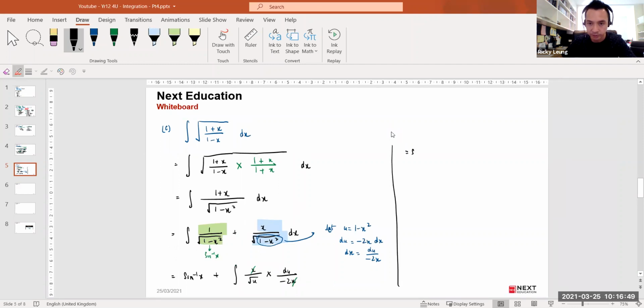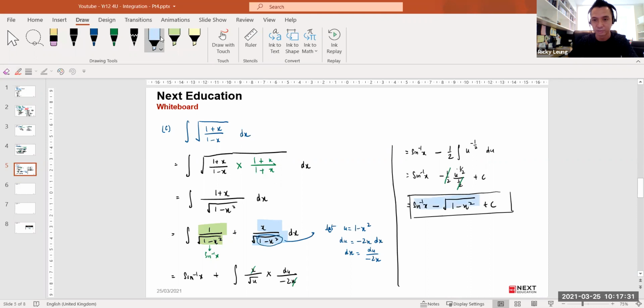Equals to sine inverse of x. Now there's a minus 2, so I'm just going to go minus a half, and then integrate u to the power of negative half, du. Now, when I integrate that, add 1 to the power, divide by that new power, plus c. The halves cancel out. So in effect, I get the square root of u, which is sine inverse x minus the square root of 1 minus x squared plus c. Beautiful.